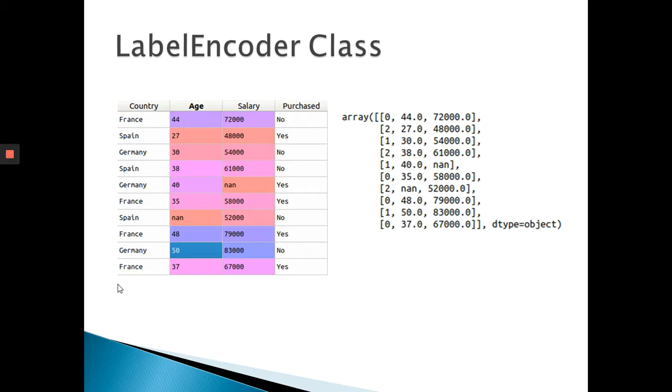So what we have to do is create categories in the numerical field like 0, 1, or 2. That means we have to encode them. After applying the label encoder class to this data frame, the first row would be 0, 44, 72,000 and the second row would be 2, 27. Here 0 stands for France, 2 stands for Spain, and 1 stands for Germany. So our label encoder class has encoded the text values as numerical values like 0, 1, and 2.